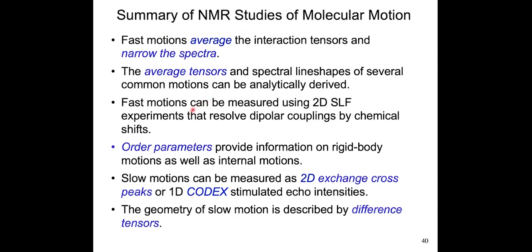Fast motions can be experimentally measured using the DIPSHIFT class, a family of experiments. And the parameters provide information on rigid body motions as well as internal motions. Switching to the slow side, you can use the equivalent of 2D exchange static NMR, which is 1D CODEX, to get information about millisecond time scale slow motion. And slow motion geometry is described by difference tensors.